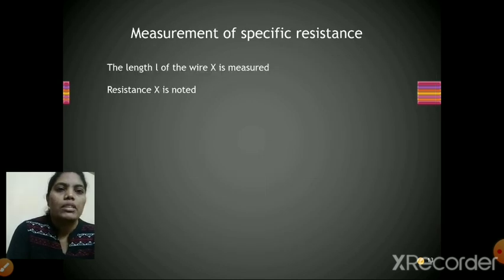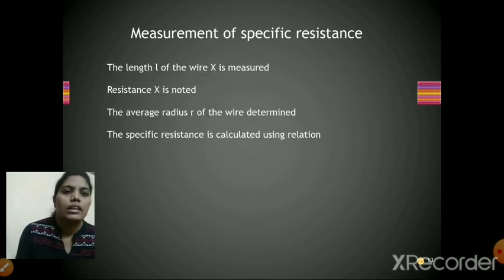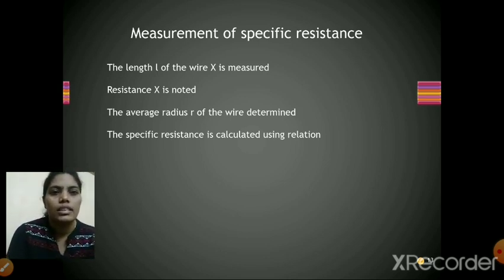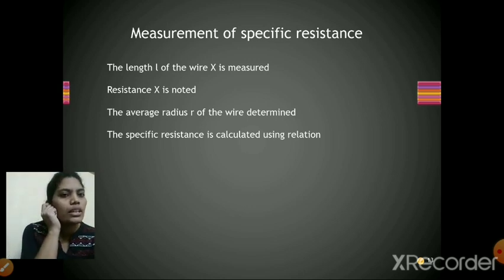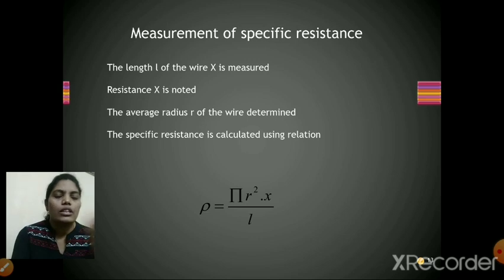Now how can we measure specific resistance? The length of the wire is measured, and we calculate the value of resistance, and we can find the radius of the wire. By using a screw gauge, we can measure the radius. So the specific resistance is calculated using the formula pi r square into X by L.